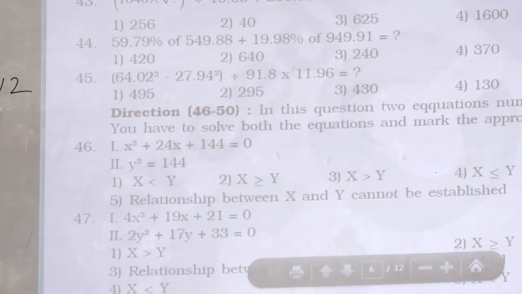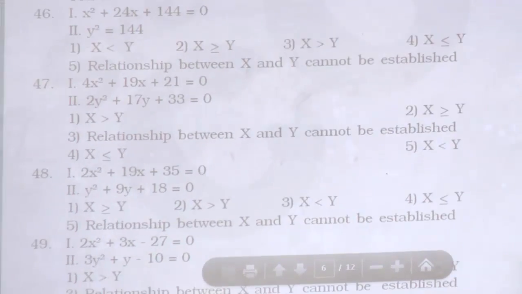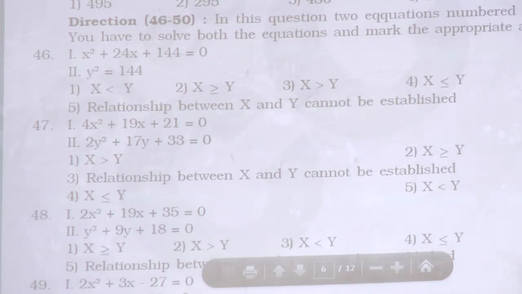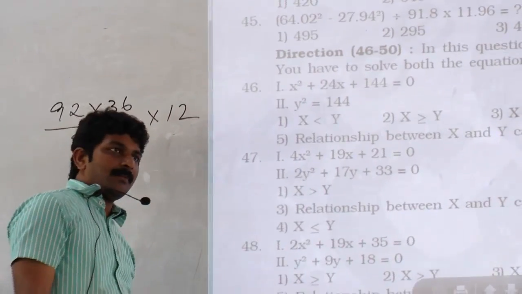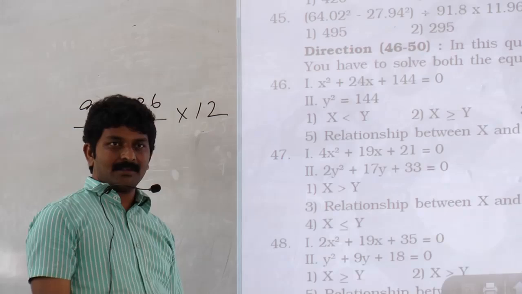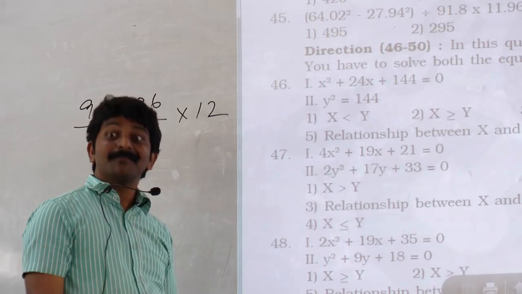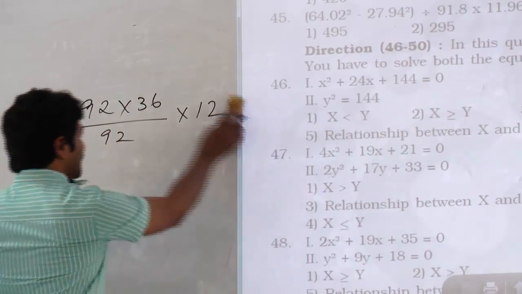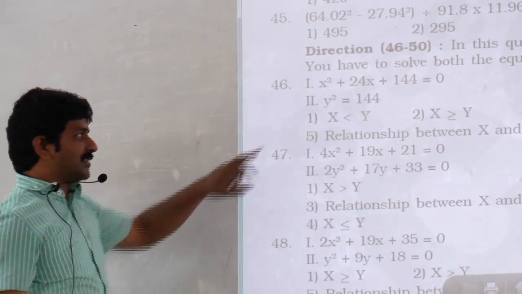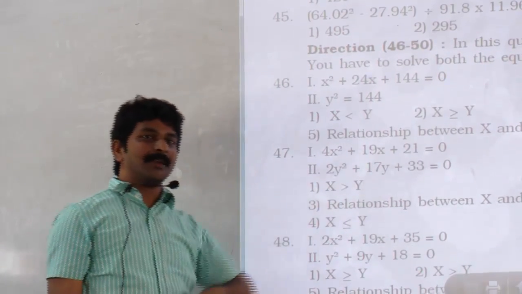Quadratic. First one is x plus 12 whole square, right? x plus 12 whole square. Yes or no? x is plus or minus or only plus? Plus or minus or only minus? Minus. y square is 144. y is plus or minus?